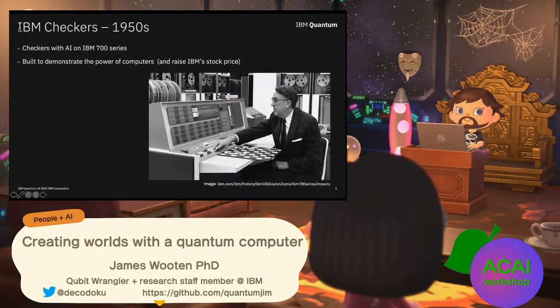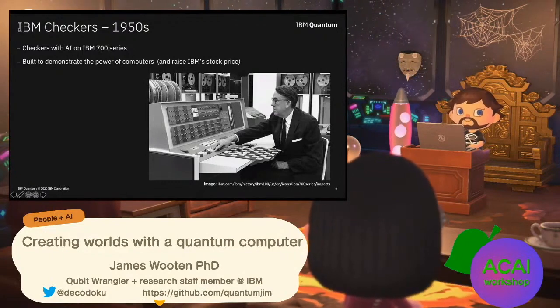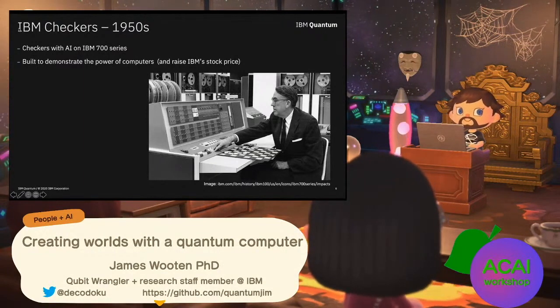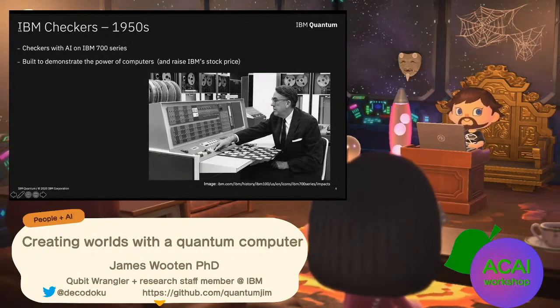At IBM in the 1950s, there was some effort to make a checkers AI. This is, of course, much more complex than a tic-tac-toe AI, although still relatively rudimentary. It was built to demonstrate the power of computers and to demonstrate that AI is something that exists. It was made so that it could play a reasonable game against a reasonable player. And it did fairly well at raising IBM's stock price as well, which was quite good.